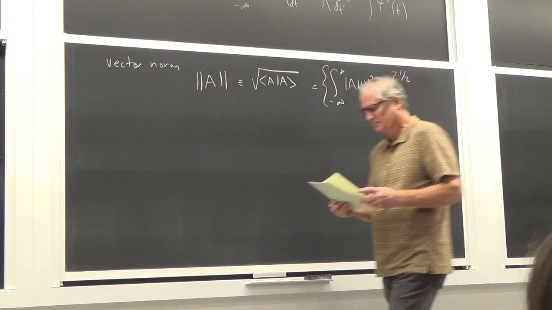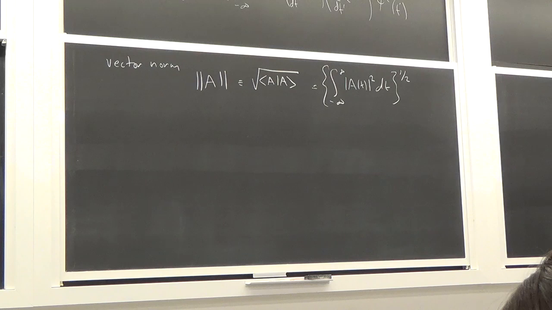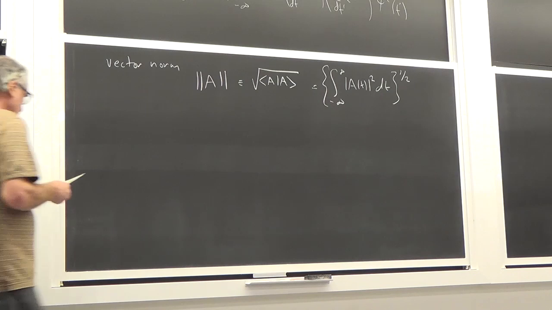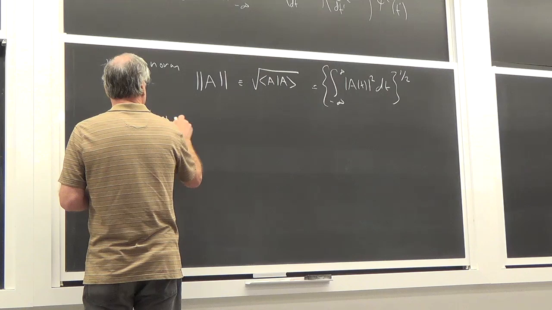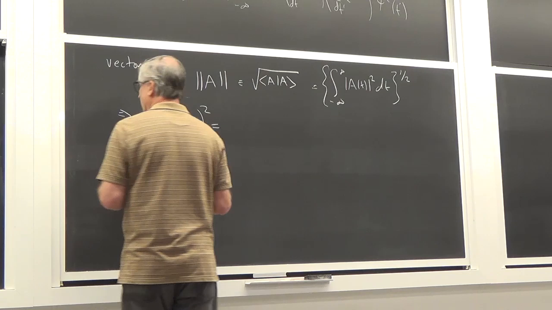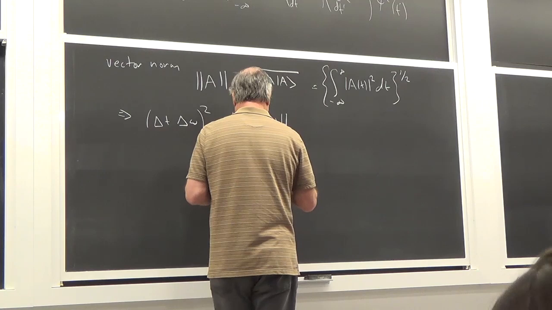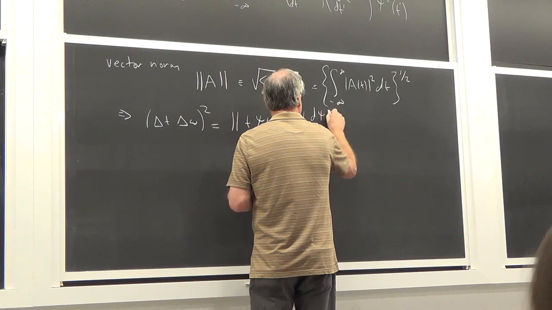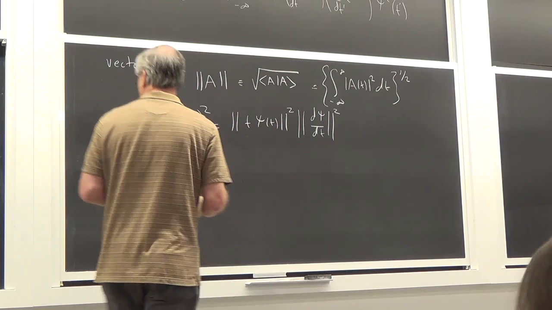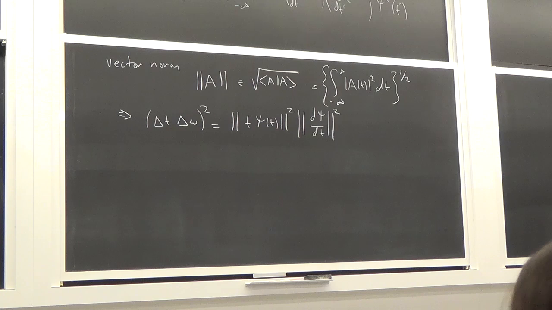Now let me use this notation that I've developed and this insight on this equation. Delta t delta omega squared can be written as the norm of something times the norm of something else. That's the norm of t psi of t times the norm of d psi by dt, and these are squared. So that's the norm squared of this, and this is the norm squared of d psi by dt.